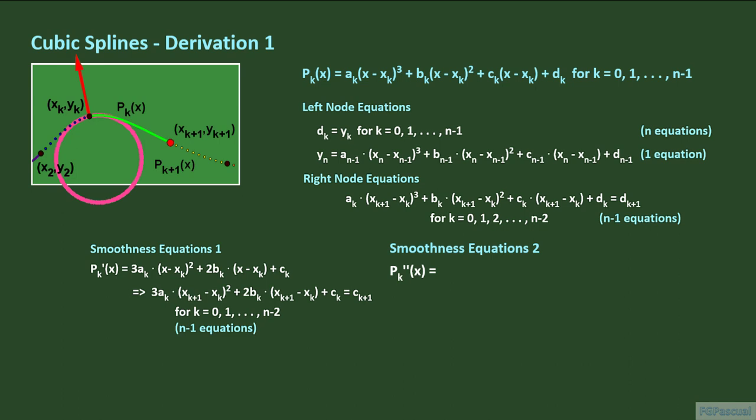P sub k double prime of x is equal to 6 times a sub k times the quantity x minus x sub k, and then plus 2b sub k. Replacing x by x sub k in p sub k double prime, the only term left will be 2 times b sub k.